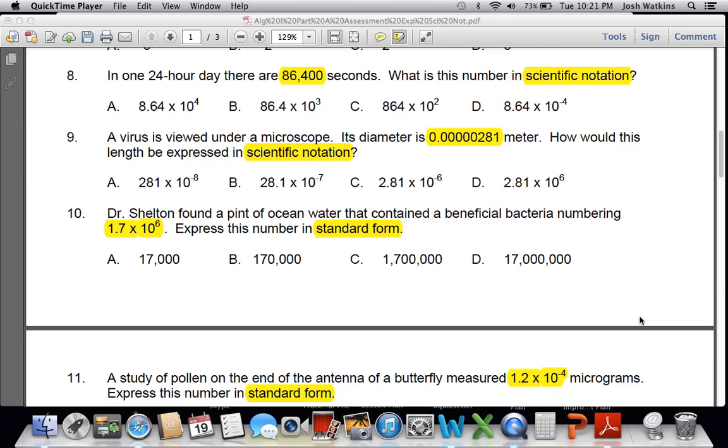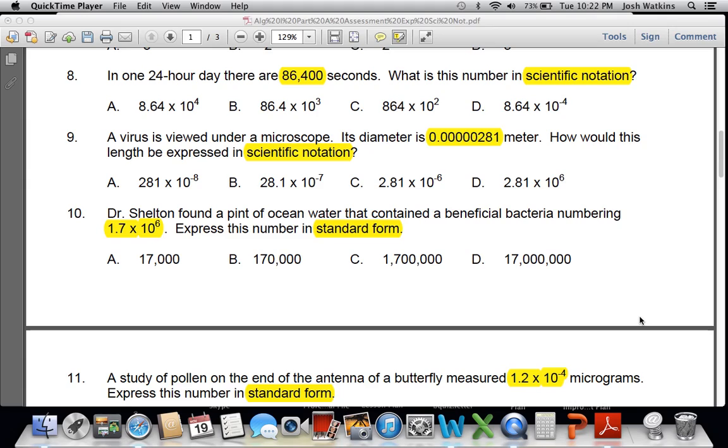Number 8, in one 24-hour day, there are 86,400 seconds. What is 86,400 in scientific notation? So write 86,400 in scientific notation.